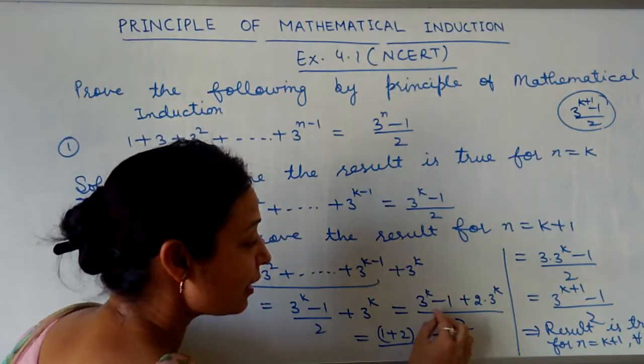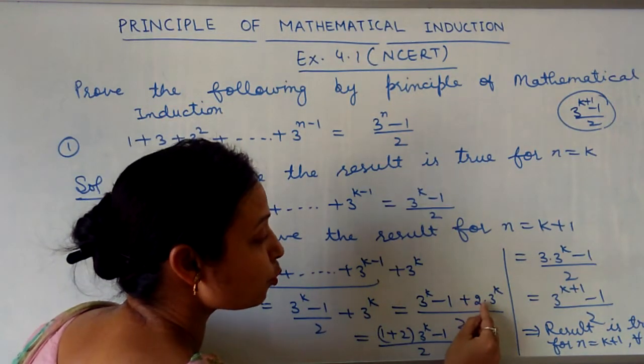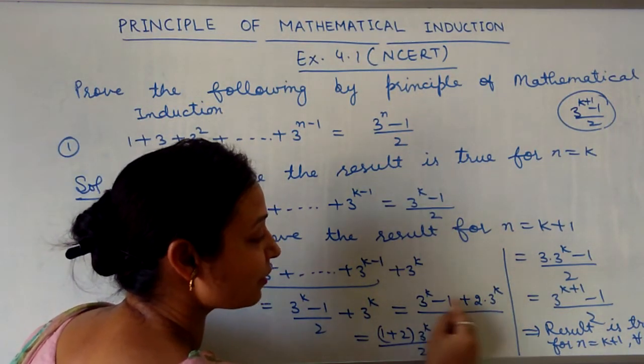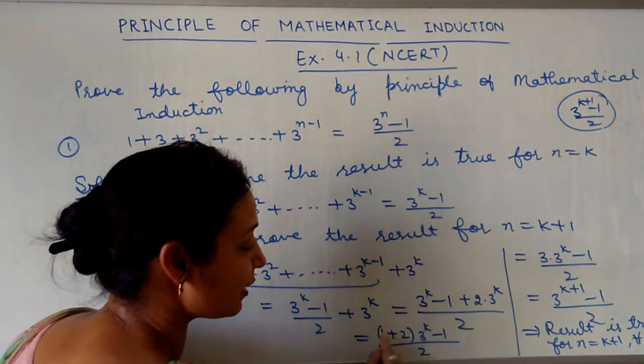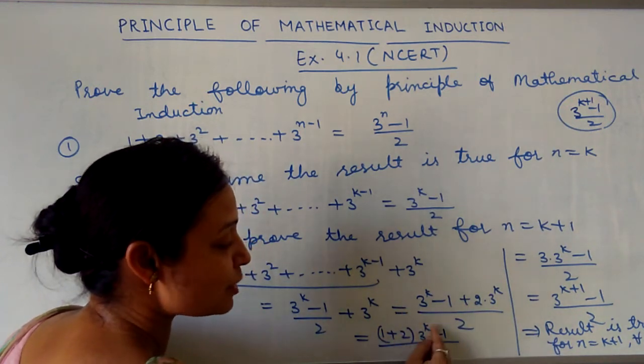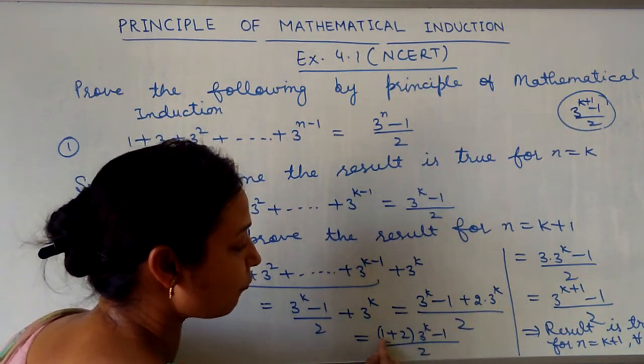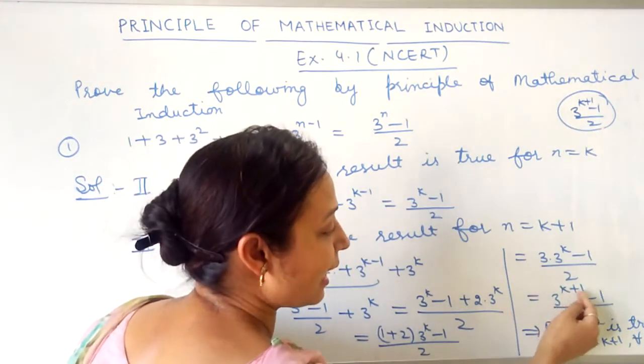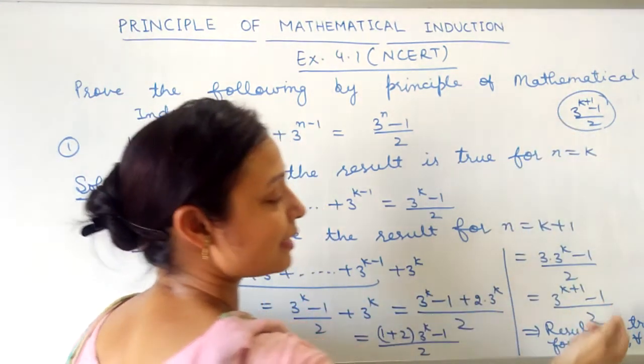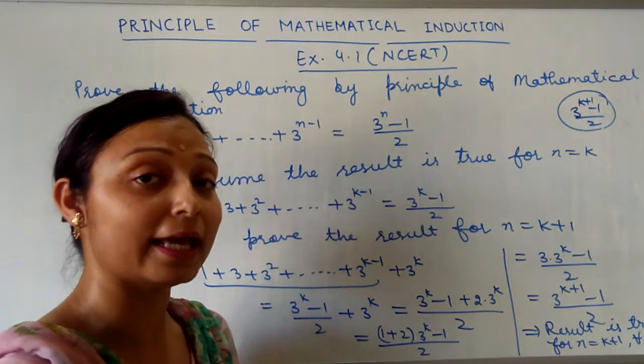I will solve taking LCM, 2 into 3, both have the same 3 raised to power k. It has 1 plus 2, 3 raised to power k minus 1 upon 2, 2 and 1, 3. Same base, we can add the power. Both results are the same, therefore it is true for all n.